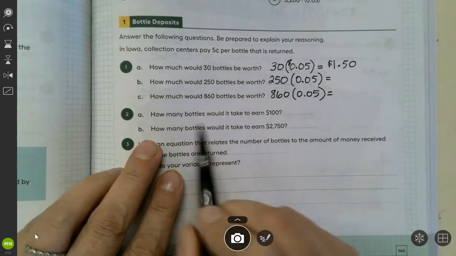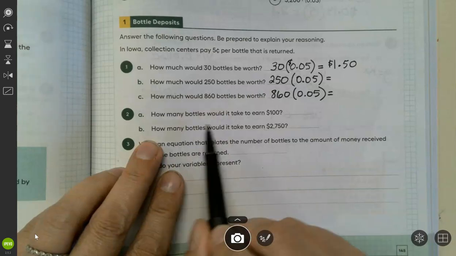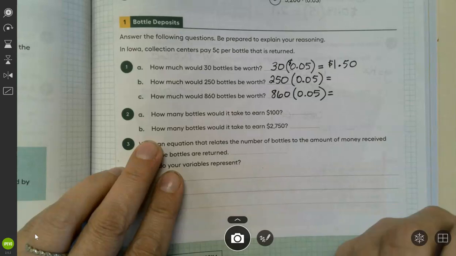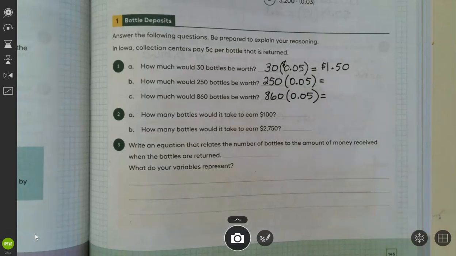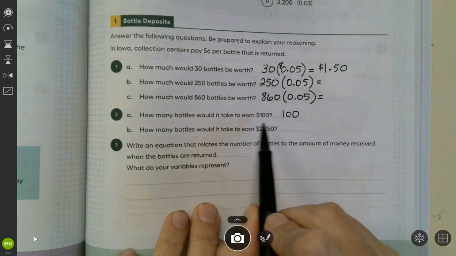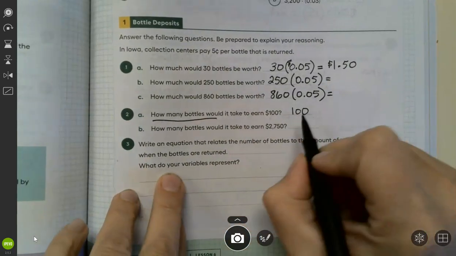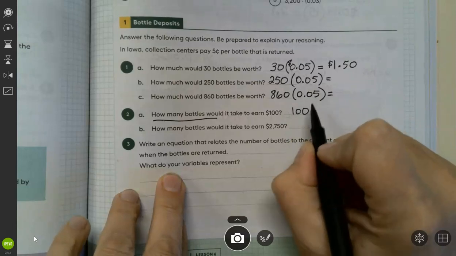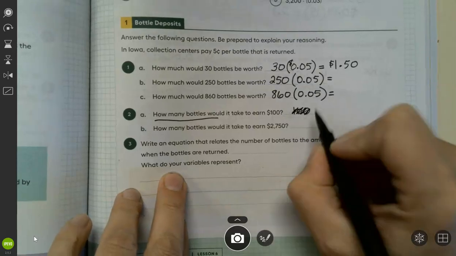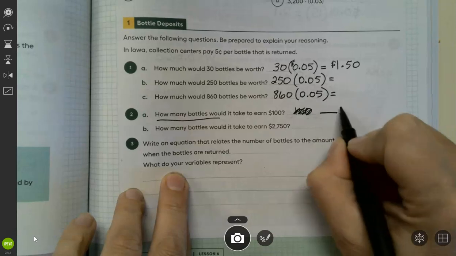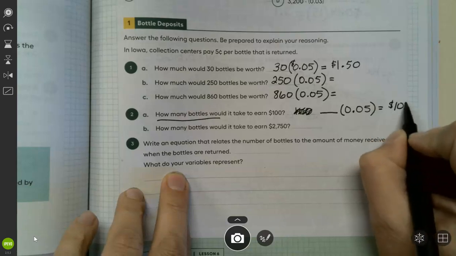What if we want to figure out how many bottles it would take to earn a certain amount of money? If I want to earn $100, how am I going to figure out how many bottles I would need to recycle? I need to figure out how many bottles it would take to do that. Well, one bottle is 5 cents. So how do I figure out if I want to make $100? Let's try this a different way. I want how many bottles, when they're 5 cents each, will make me $100.